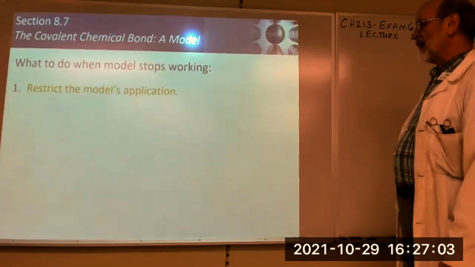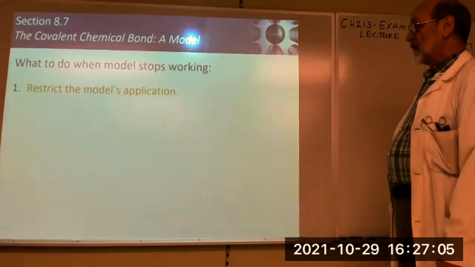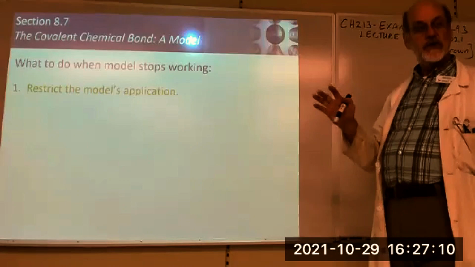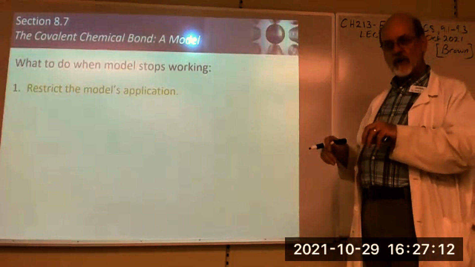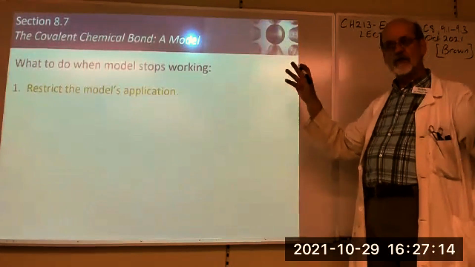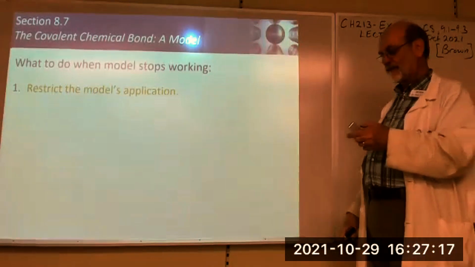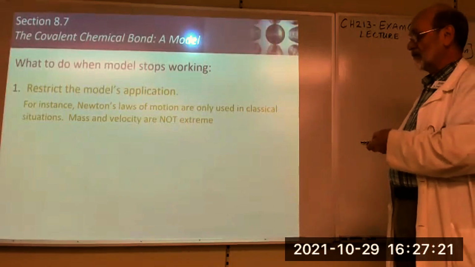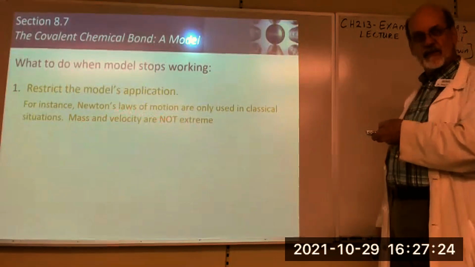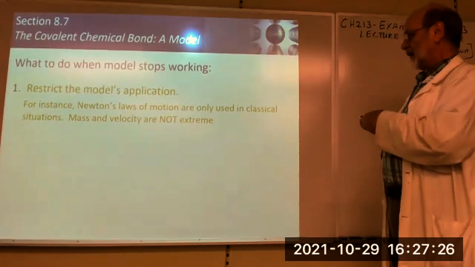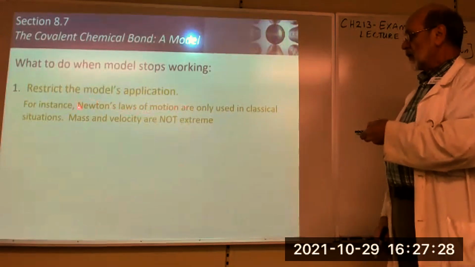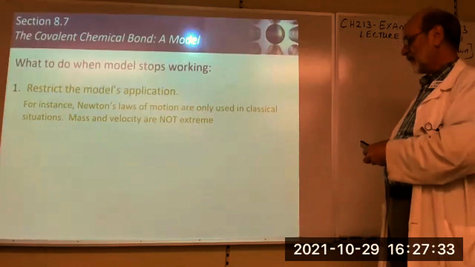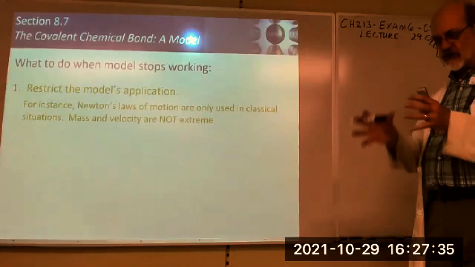So this is what you do when the model stops working. Sometimes you just say, we're going to restrict its application, right? We know its boundaries now. If you want to investigate something out here, don't use our model. And many of them are like that. Newton's laws of motion are like that. I mean, this is not chemistry, but it's an example. You can only use Newton's laws of motion in classical situations, and we define what classical is. Right? It's not too small, it's not too big, it's just right.